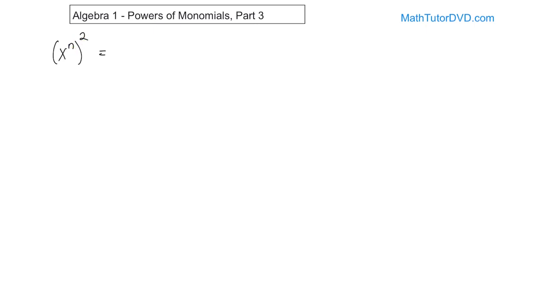Well, the same thing applies. You multiply them. So really this is going to become x to the power of what? 2 times n, which we write as 2n. So don't let that frighten you. You still multiply them. You still write them as a multiplication. Everything's basically the same.